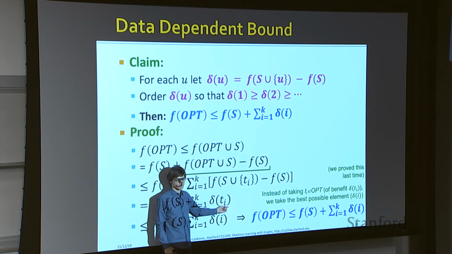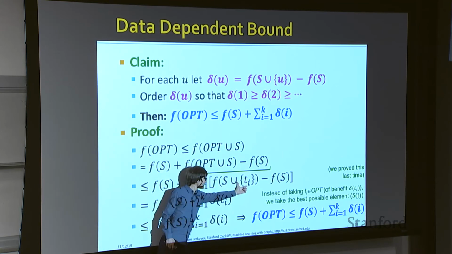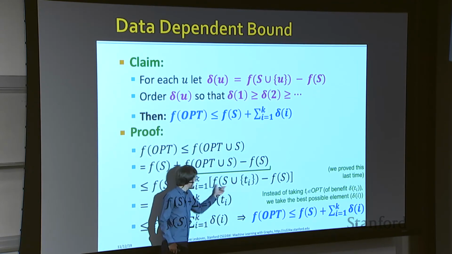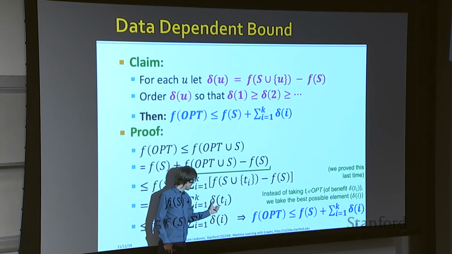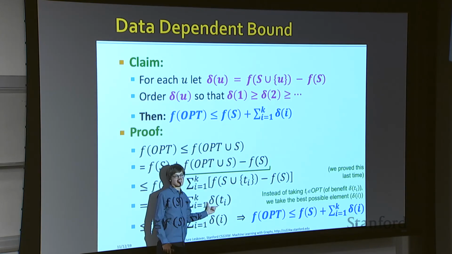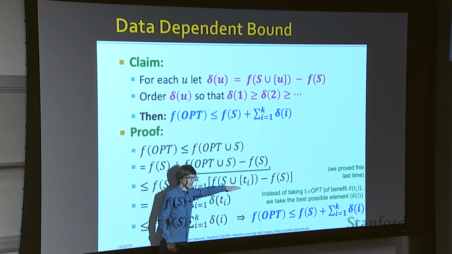Okay? Give me some sign of life. Okay, clear? Right? This is the benefit of something in the optimal solution. I don't know who's in the optimal solution, so I'll just take the biggest deltas I can get. So this sum will be bigger than that sum.